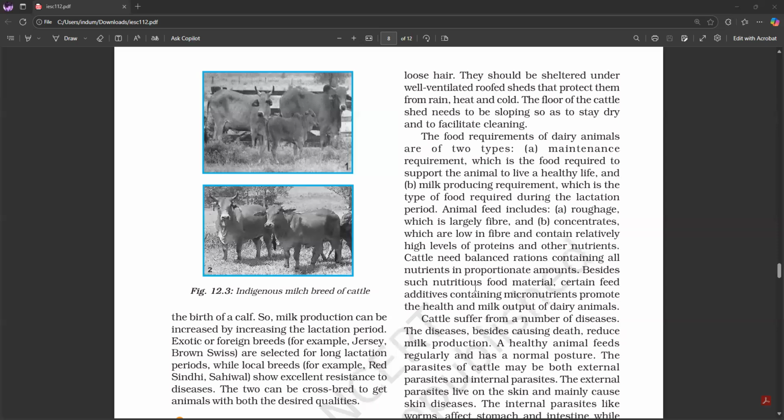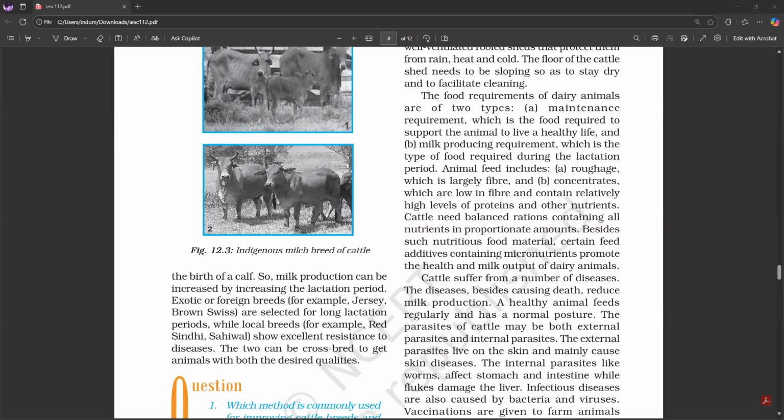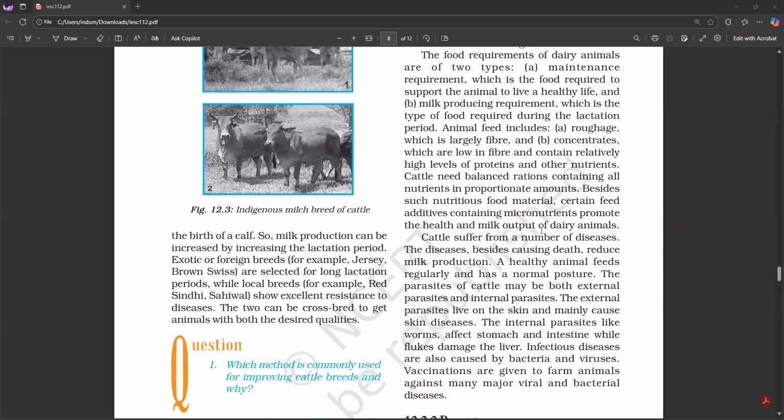The food requirements of dairy animals are of two types: maintenance requirement, which is the food required to support the animal to live a healthy life, and milk producing requirement, which is the type of food required during the lactation period. Animal feed includes roughage, which is largely fiber, and concentrates, which are low in fiber and contain relatively high levels of proteins and other nutrients.